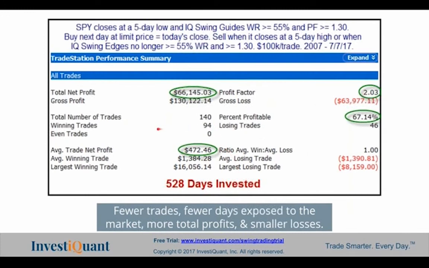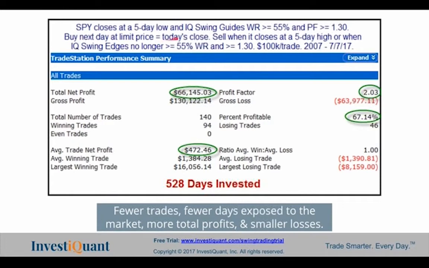So let's combine the two. Here, what I did is I said, let's look at buying SPY if it closed at a 5-day low, and our guides for SPY are showing a win rate of at least 55% and a profit factor of at least 1.3. Those aren't real high hurdles, but they're numbers that I've used in the past that have been effective. I've used them for my overnight trading, I've used them for my swing trading, and I've used them for years.